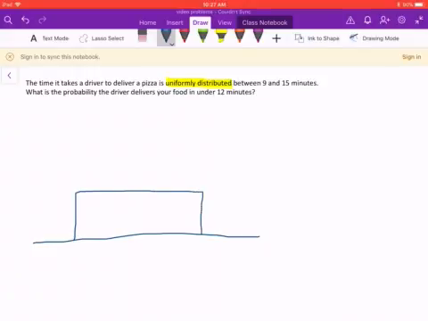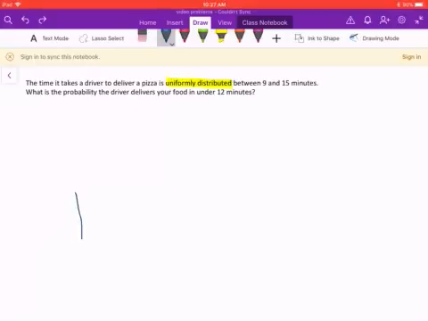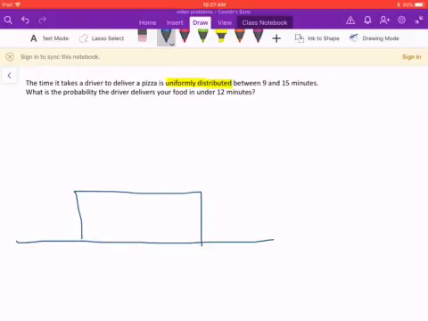Sorry about my horizontal bar. Here, I'll redo that. I can do better than that. All right, so there's my distribution. There's the horizontal bar. We know this is equally distributed between 9 and 15 minutes.